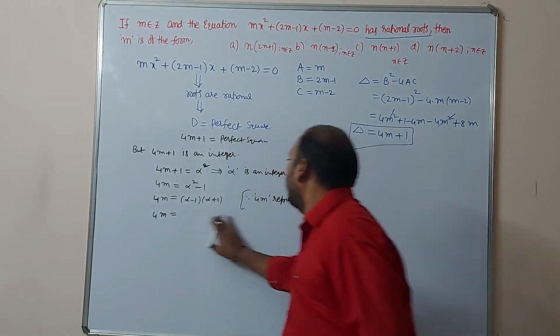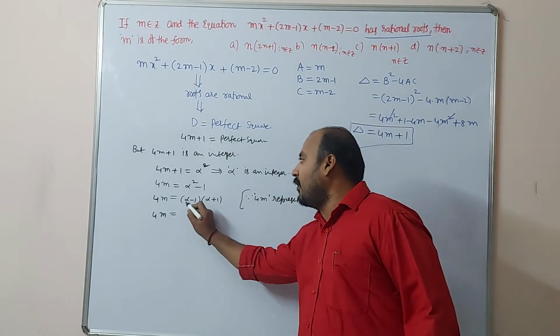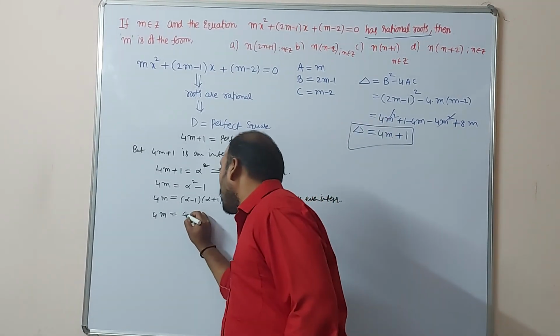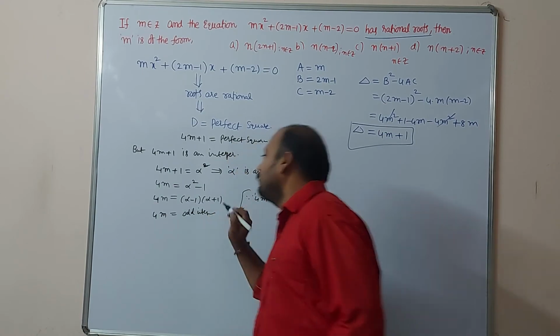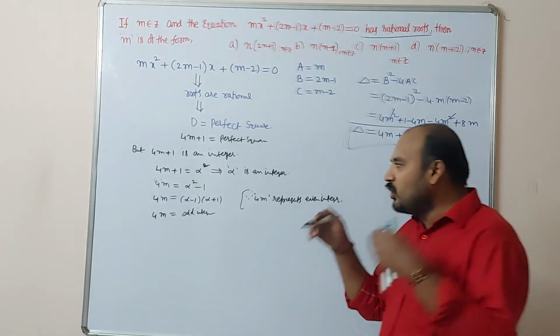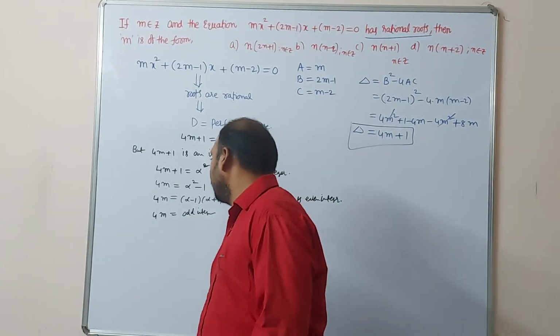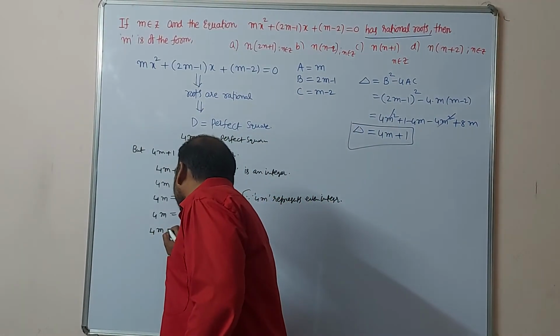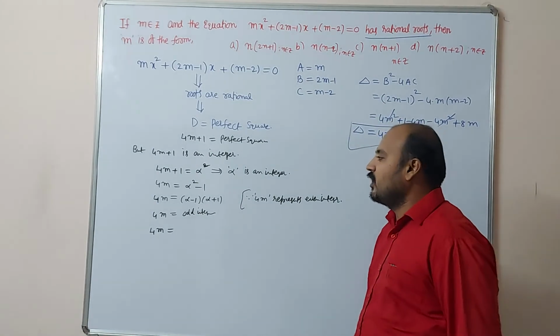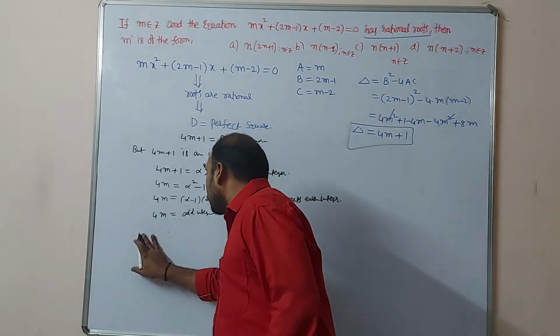Sorry, alpha is an even integer. Alpha minus 1 and alpha plus 1. So odd integer only, no? Odd integer. So how to consider an odd integer? Odd integer. 4m is equal to 4m plus 1. Odd integer, I am assuming that.